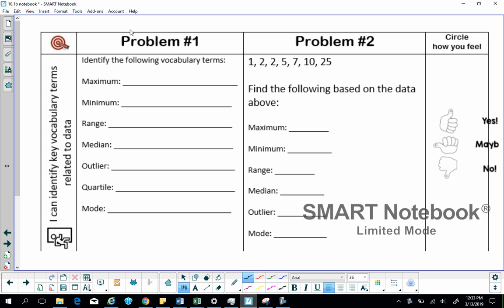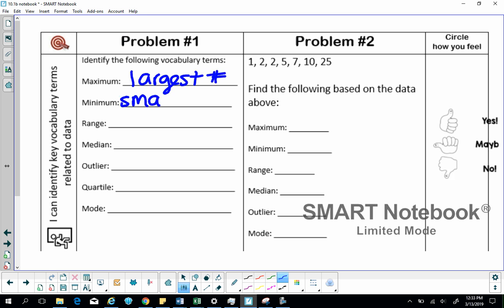Maximum? Largest value. Yeah, largest number, largest value. What about minimum? Smallest. Max, 1. Good. Range is your maximum minus your min. Median, middle.